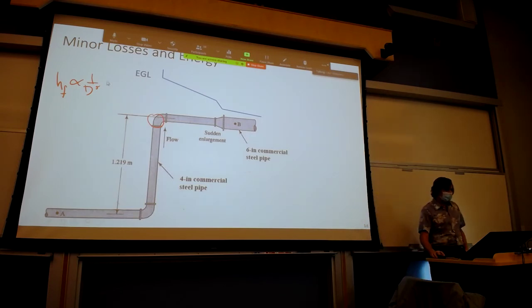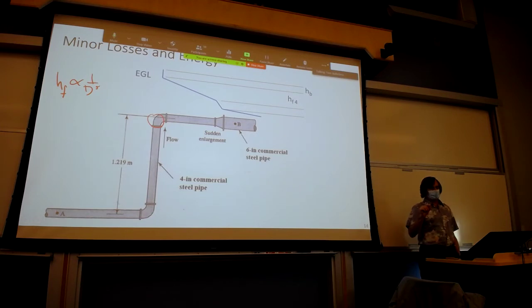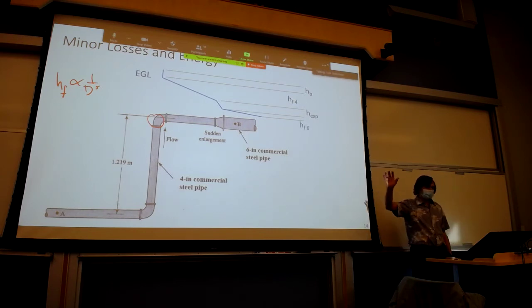And so if we looked at the components here, the drop in the bend is HB. And then between the bend and the enlargement or the expansion, we have friction losses, HF, and I subscripted that 4 because it's the friction loss in the 4-inch pipe. And then we have the minor loss of the expansion, the sudden enlargement, and then we would have friction losses in the 6-inch diameter pipe.